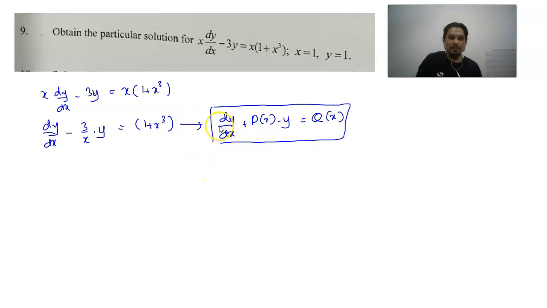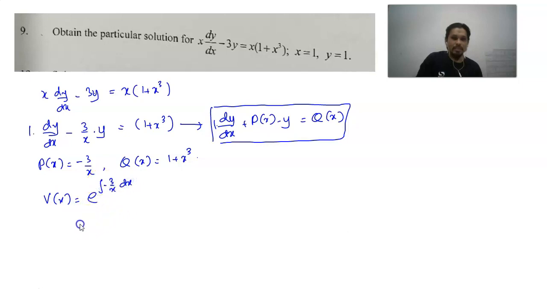So the coefficient of dy/dx equals 1 here and also 1 here. So P(x) equals negative 3 over x, and Q(x) equals 1 plus x cubed. Then V(x) equals e to the power of the integral of negative 3 over x dx. It is e to the power of negative 3 natural log of x. Bring this negative 3 above using the logs rule, with e and natural log cancelling each other. It is x to the power of negative 3, or 1 over x cubed.